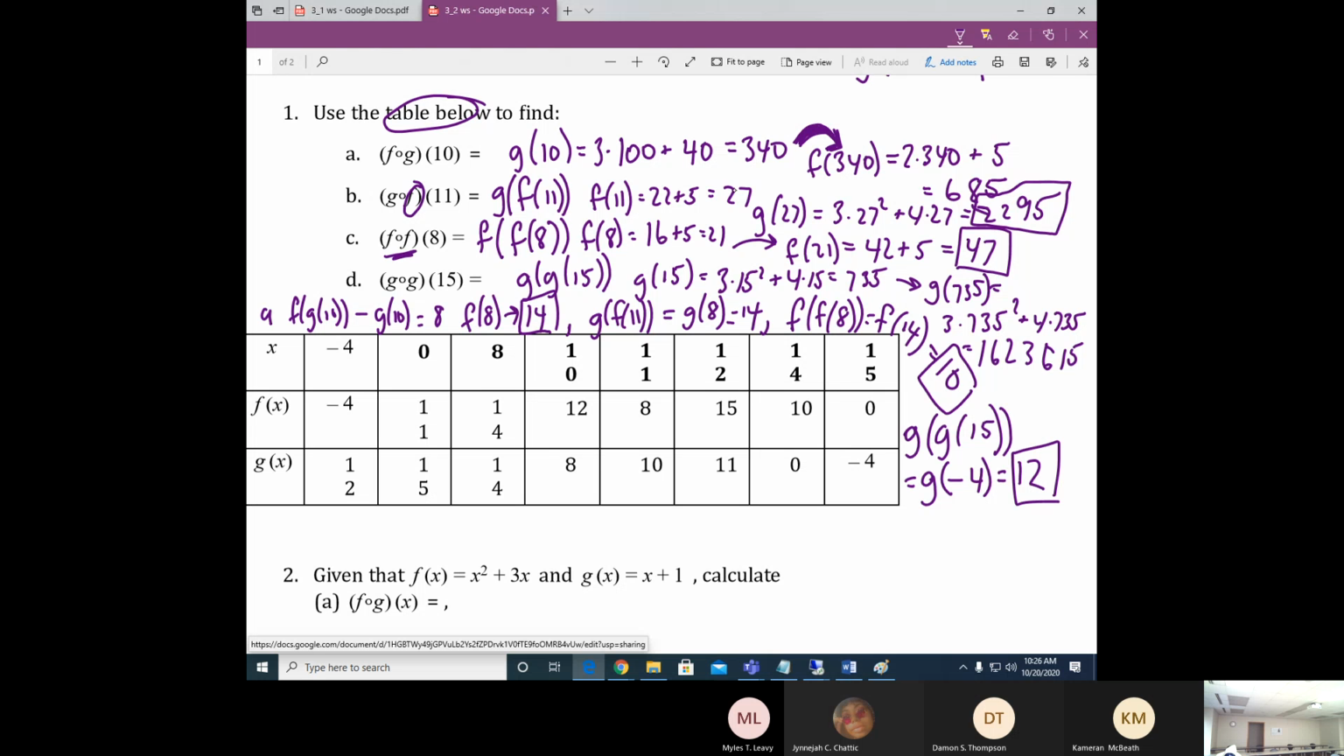Way easier than all of this. That tells you to pay attention to the instructions. Table below, I jumped right to this, ignoring the table below sentence. Gave myself a lot more work than I needed to. So there's A, B, C, D answers.